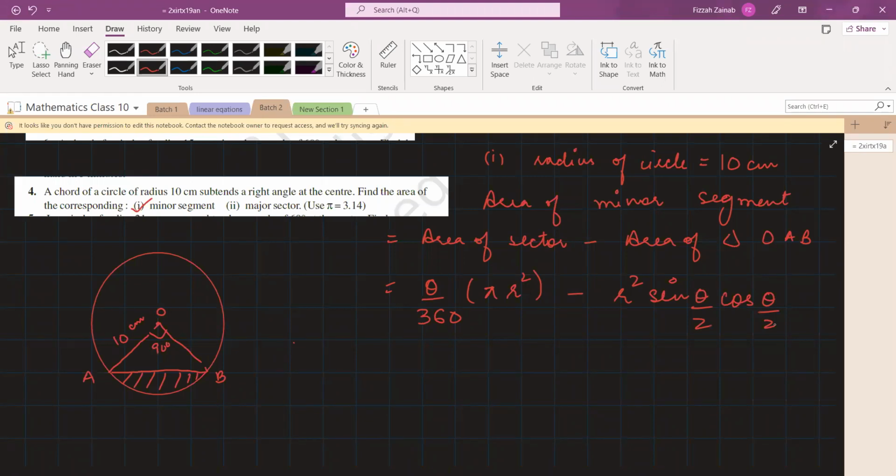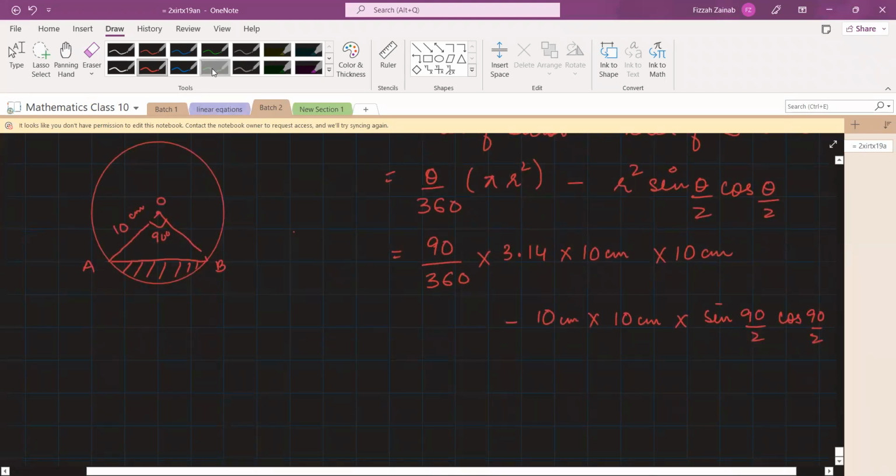Now let us put in the values. Theta is 90 degrees. So 90 divided by 360 into pi. You have to use 3.14, it is given. 3.14 into r square. Radius is 10, so 10 centimeter into 10 centimeter. And then minus, again 10 centimeter into 10 centimeter into sine 90 by 2 into cos 90 by 2. Is that clear?